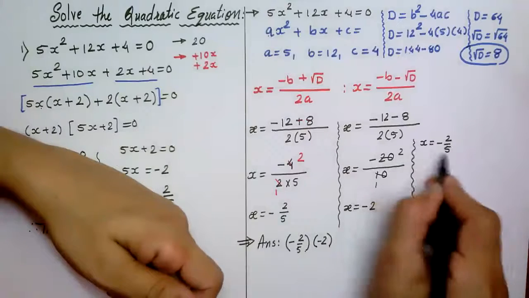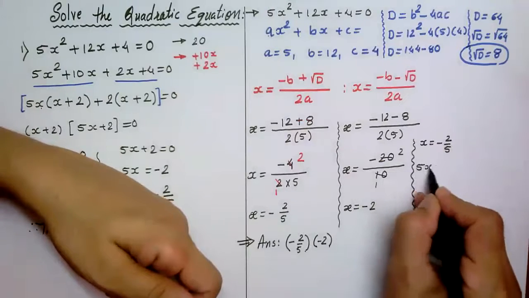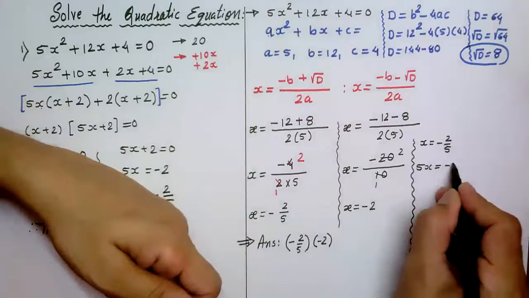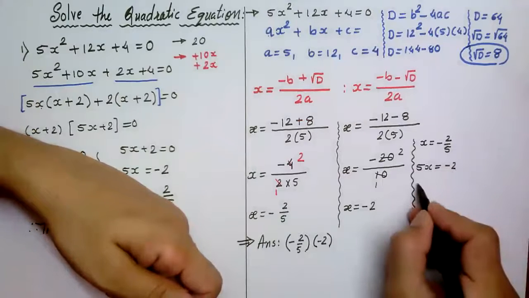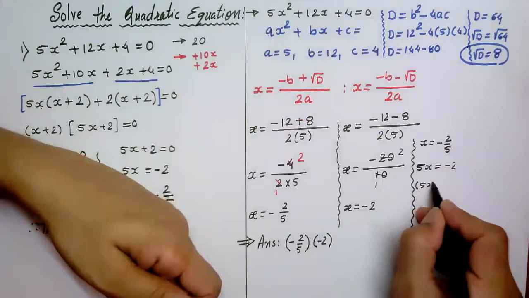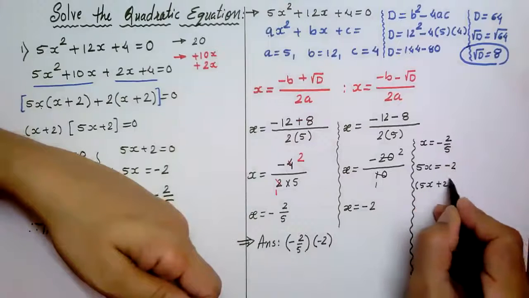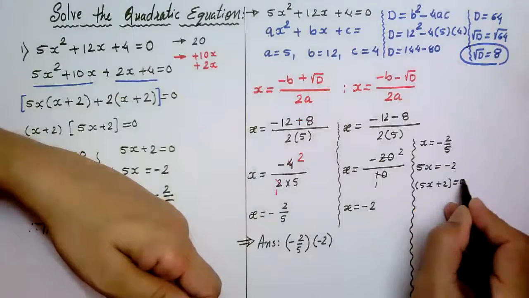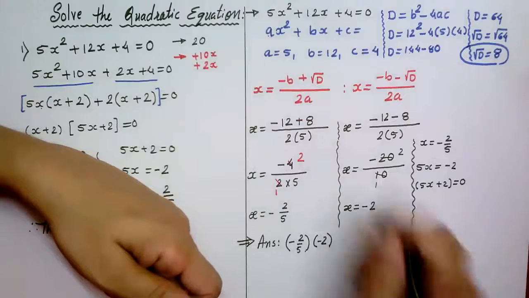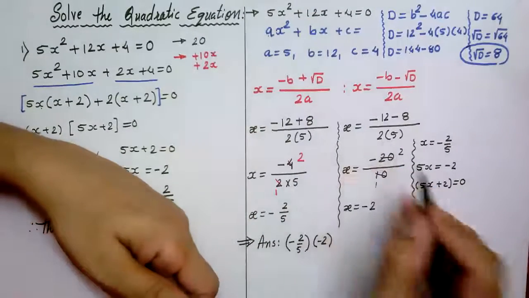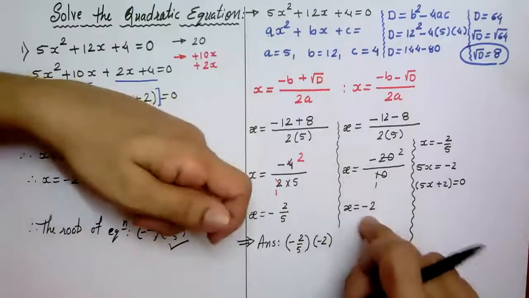This we have x equal to minus 2 by 5. Just go for the cross multiplication. So you will get 5x is equal to minus 2. Bring this minus 2 on the left. It will become plus 2. And there will remain 0 on the right hand side. You got the first factor of this quadratics. Okay. Now the second factor can be obtained from this.